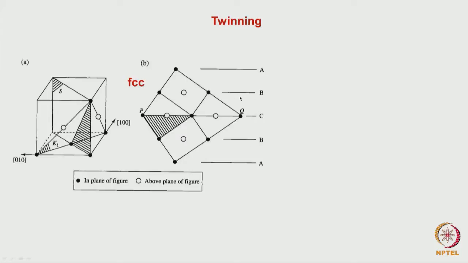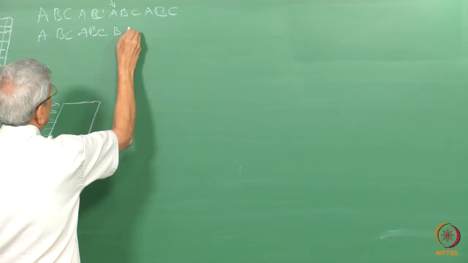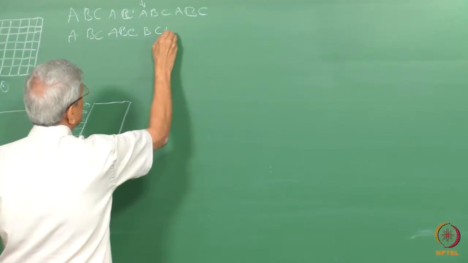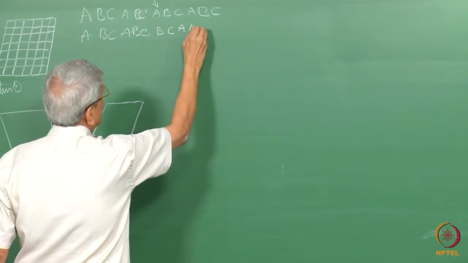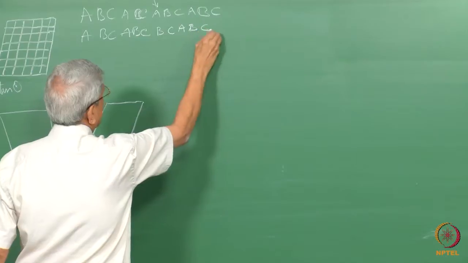If by a/6 112, if I move the next plane, which is an A plane which has to come, it occupies a position which corresponds to B. The another one corresponds to a position A. So, this is what we can do: if I introduce a stacking fault here, now it will become ABC, ABC, this will become B, this will become C, A, B, C, like that it will go.